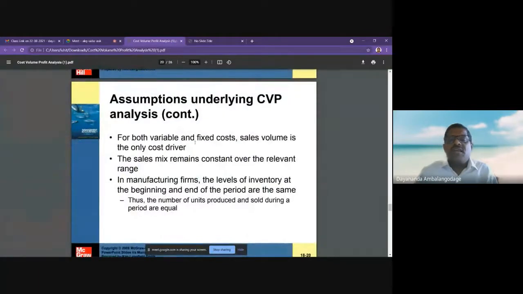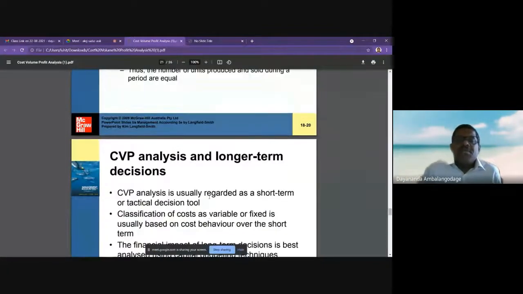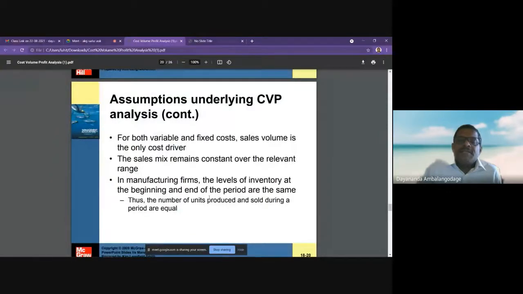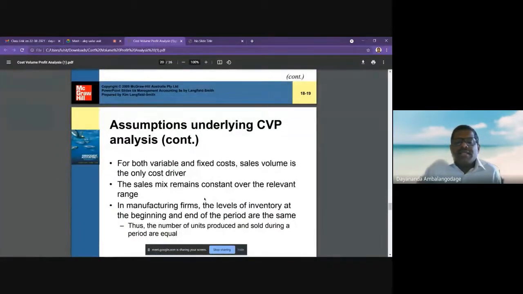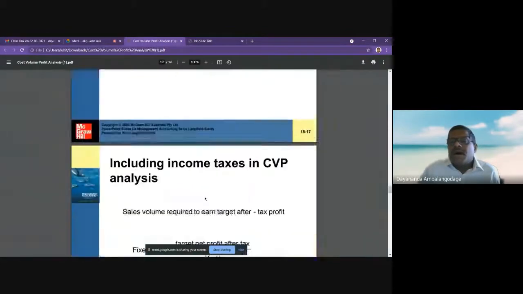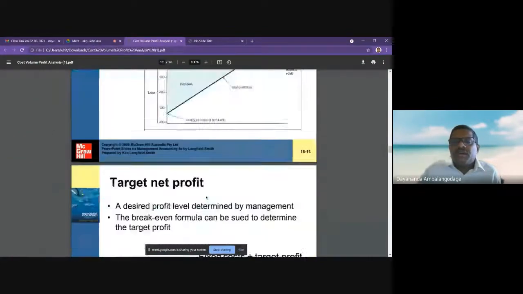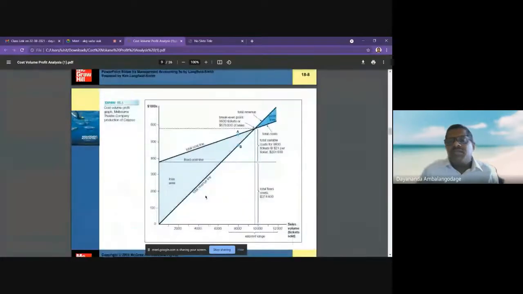Both fixed and variable costs stay constant, sales volume is the only cost driver, and the sales mix remains constant over the relevant range if you are calculating break-even for the sales mix. For manufacturing firms, the level of inventory at the beginning and end of the period is the same. So that is about the assumptions. I will discuss these assumptions with reference to the chart we draw.